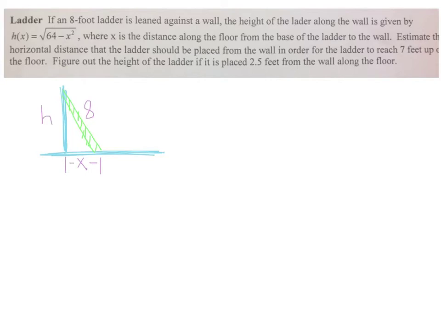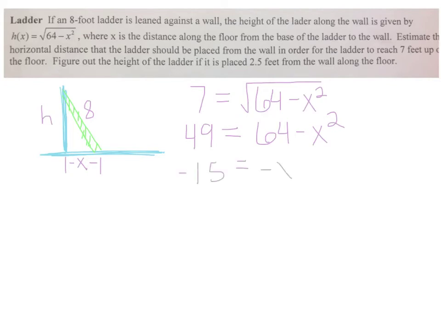All right. It says estimate the horizontal distance that the ladder should be placed from the wall, so find x in order for the ladder to reach 7 feet up off the floor. So we're going to plug a 7 in for the height, and we're going to find x. 7 equals the square root of 64 minus x squared. To undo a square root, we need to square both sides, and we get 49 equals 64 minus x squared. And then we can subtract 64 from 49. We're going to get negative 15 equals negative x squared.